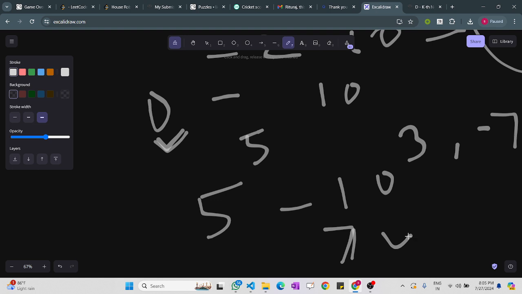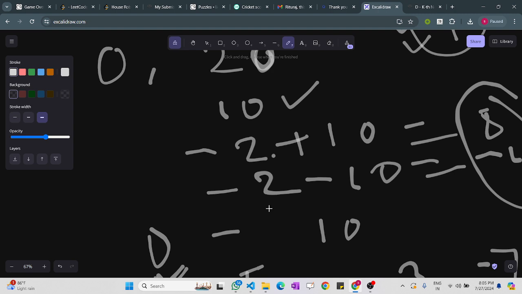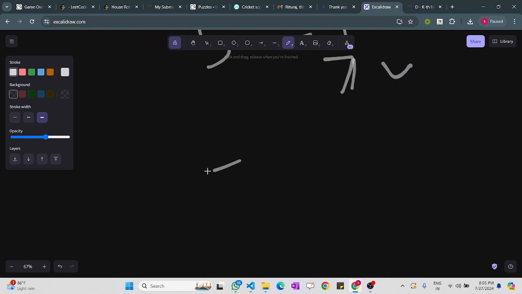Okay, so can 7 be my answer? I am claiming that 7 will be my answer. Then I will ask myself, if 7 will be my answer, then I will do the same things like minus 2 plus 7, that is 5, and then minus 2 minus 7, that is minus 9.